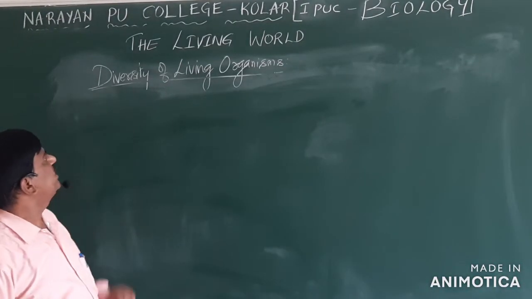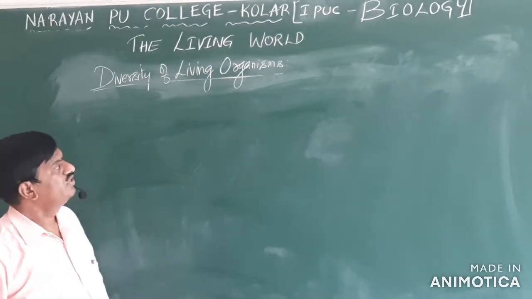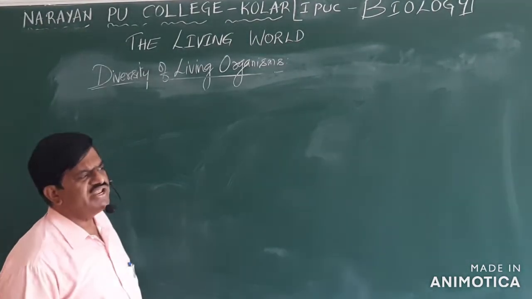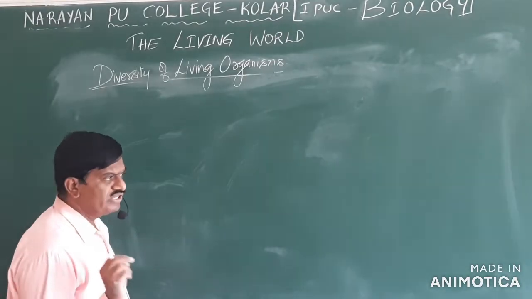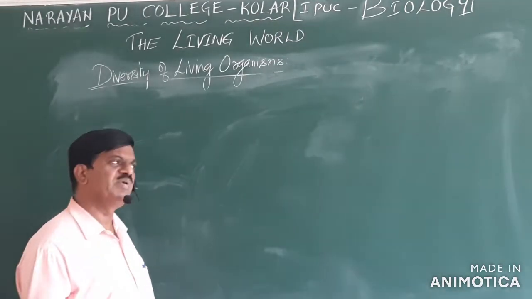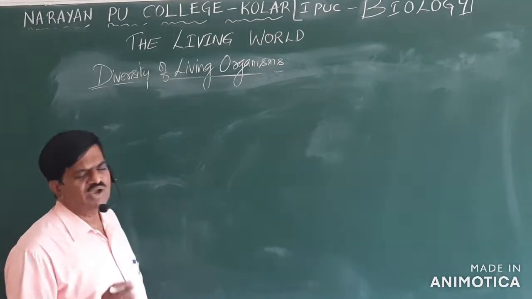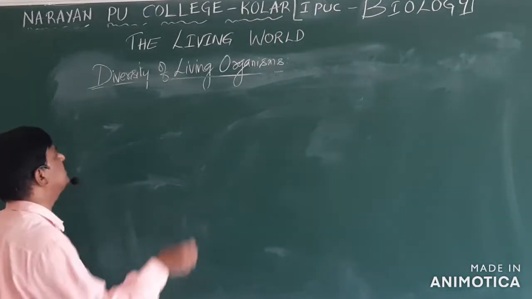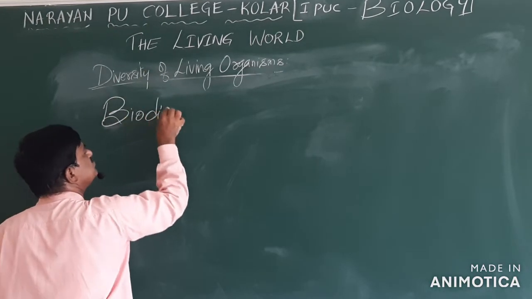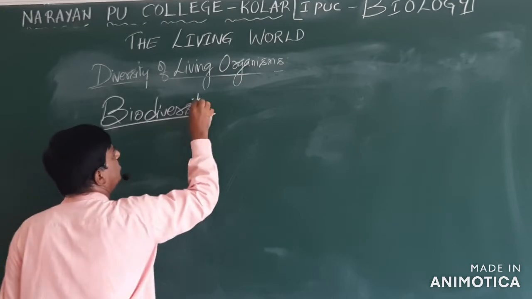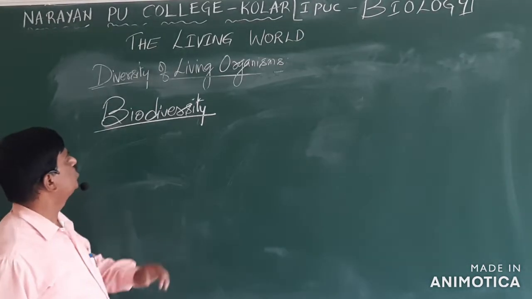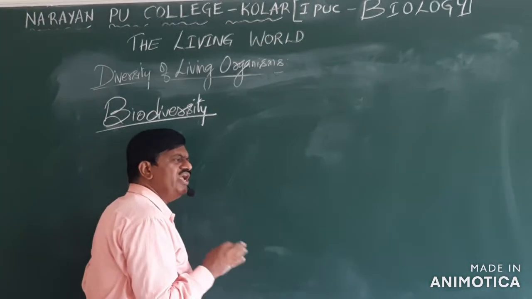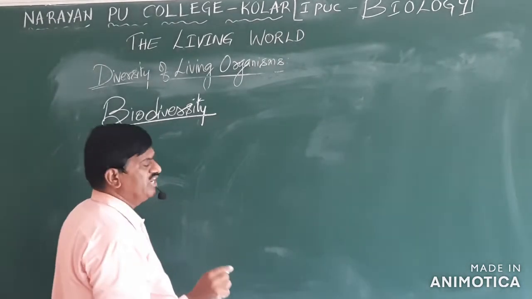We'll start with the next study, called diversity of living organisms. Here is the meaning of diversity of living organisms. On the earth, we know that various types of living organisms are present: microorganisms, plants, animals, reptiles, various types of organisms. The different types of organisms present on the earth are called biodiversity.